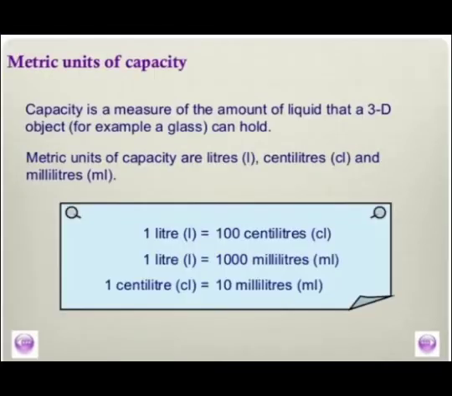So let's proceed to units of capacity. Capacity is a measure of the amount of liquid that a 3D object, for example a glass, can hold. Metric units of capacity are liters L, centiliters cl, and milliliters ml. 1 liter is equivalent to 100 centiliters. 1 liter is equivalent to 1,000 milliliters. 1 centiliter is equal to 10 milliliters.